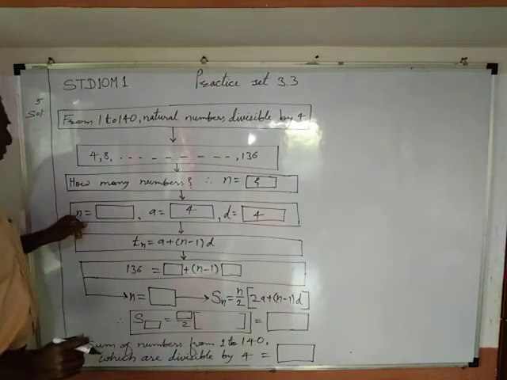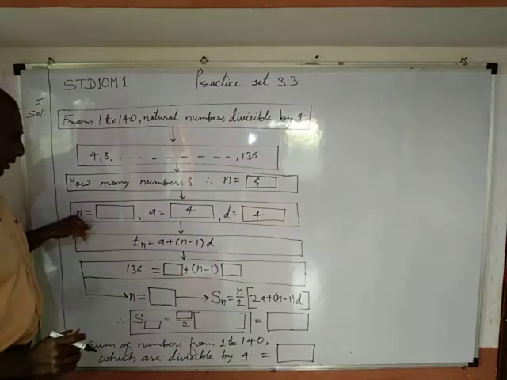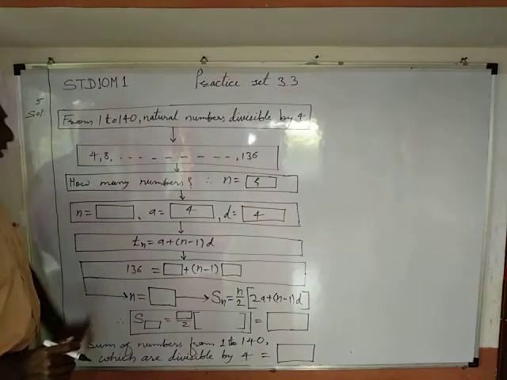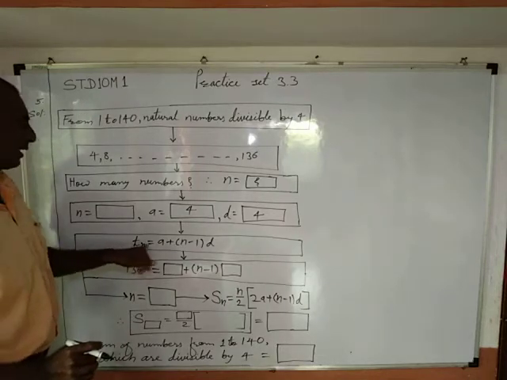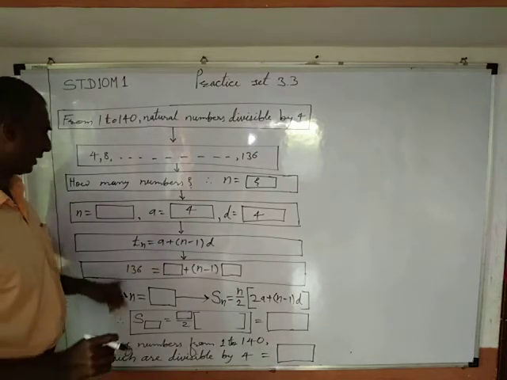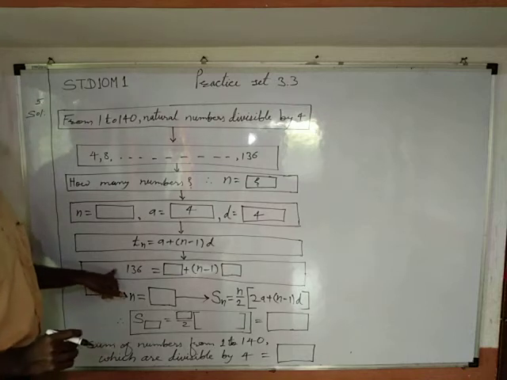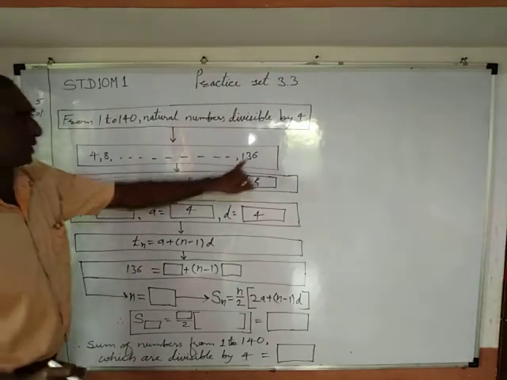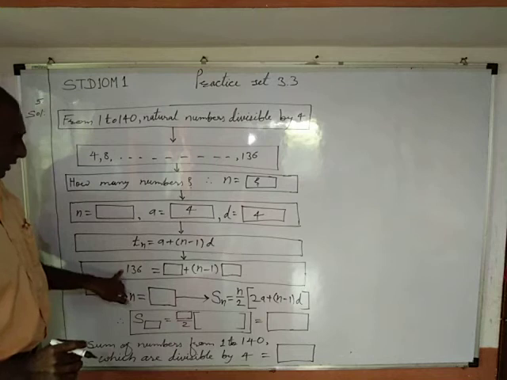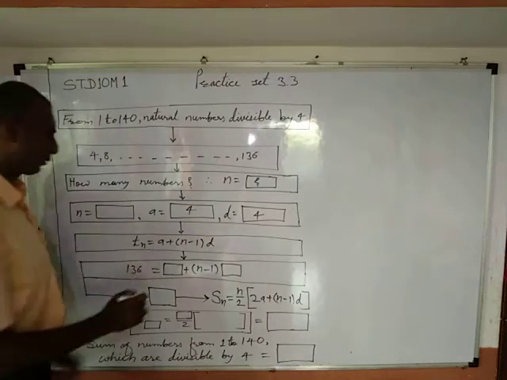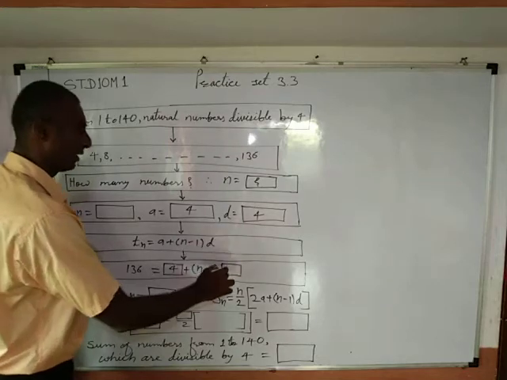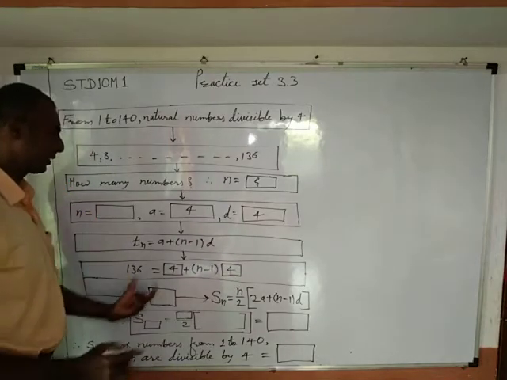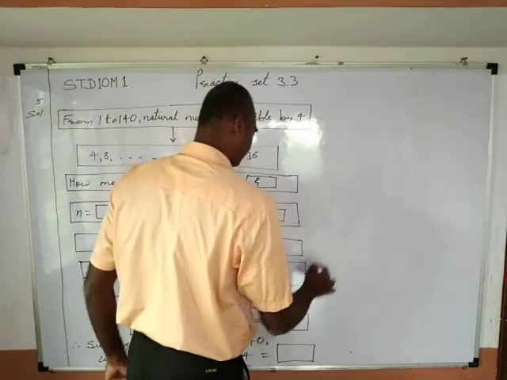We have to find the value of n, as well as the value of Sn in this case. We have the formula tn equals a plus n minus 1 into d, and therefore tn is 136. Here 136 equals a, which is 4, plus n minus 1 into d, and the value of d is again 4. Let's solve this equation.